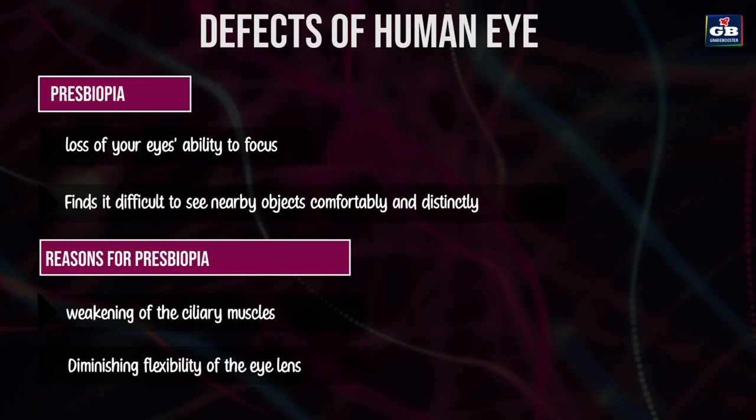And the second one is the diminishing flexibility of the eye lens. The eye lens is made of transparent, flexible, jelly-like material. But with aging, it loses its flexibility and becomes rigid. So due to this rigidity, the eye lens cannot adjust properly.